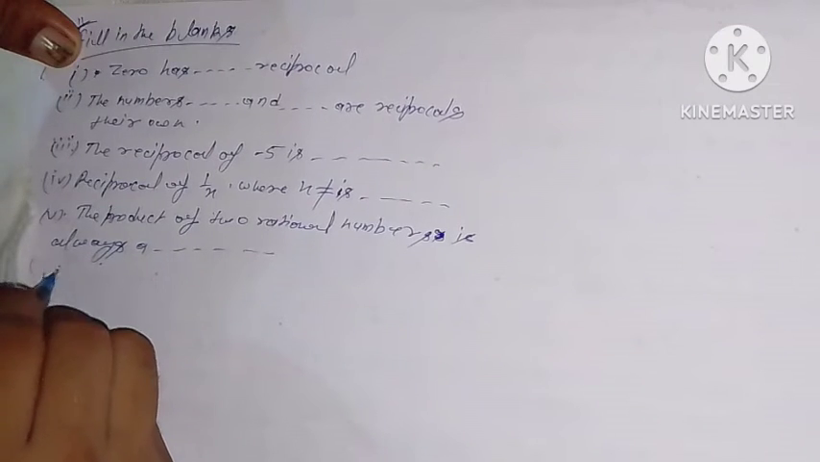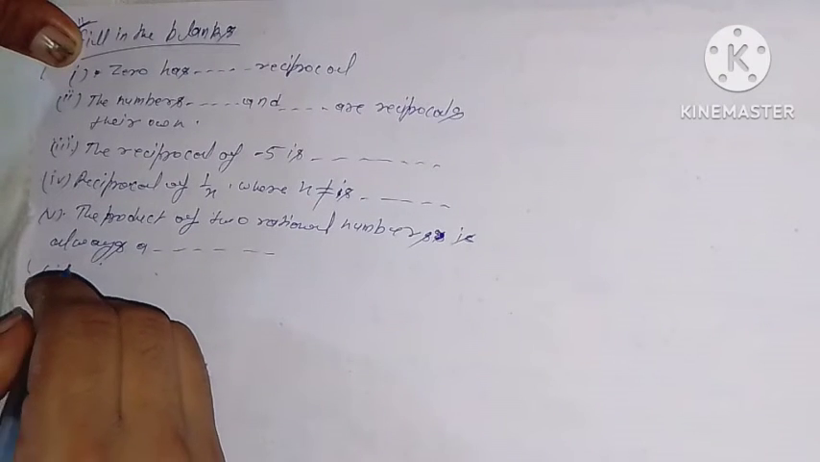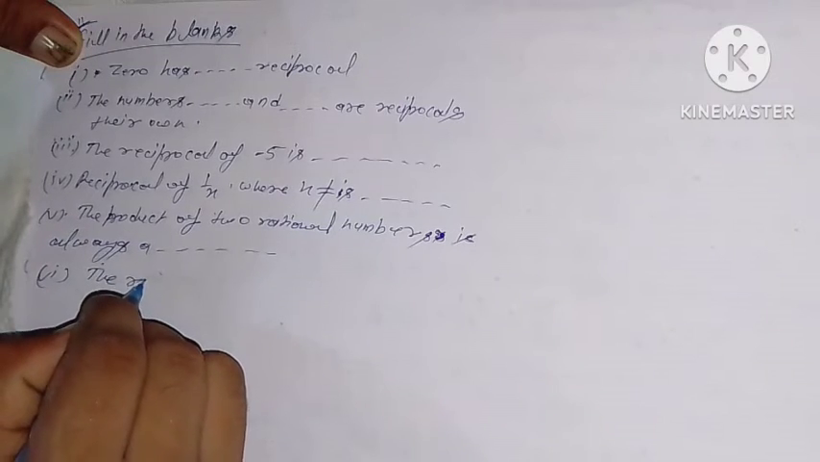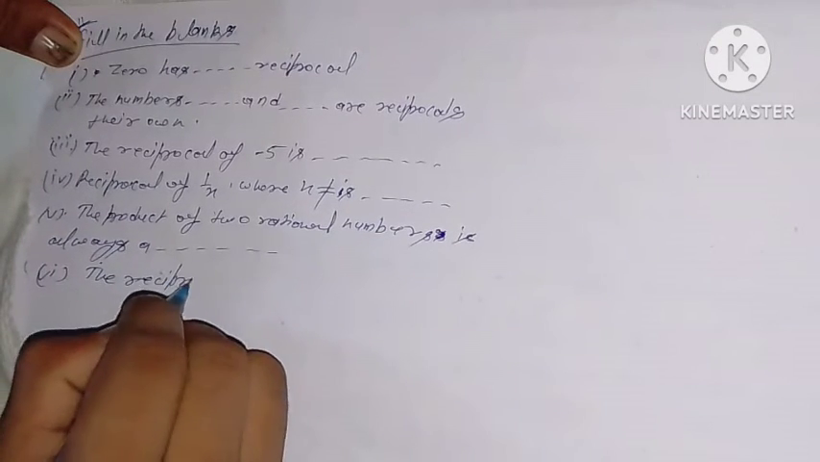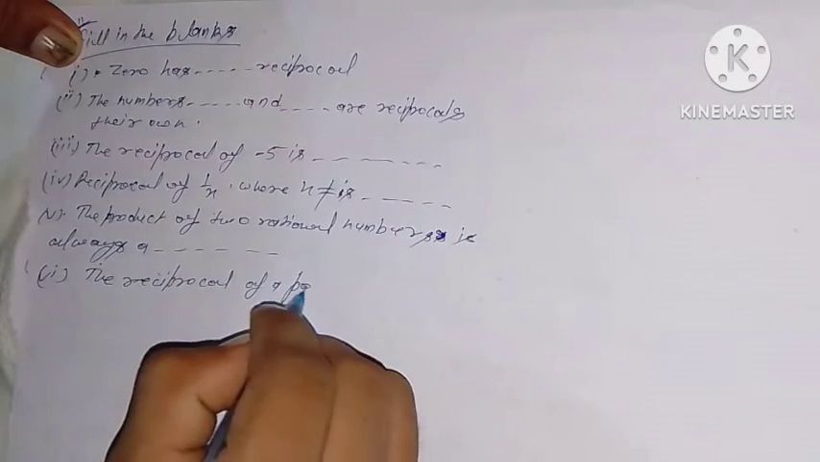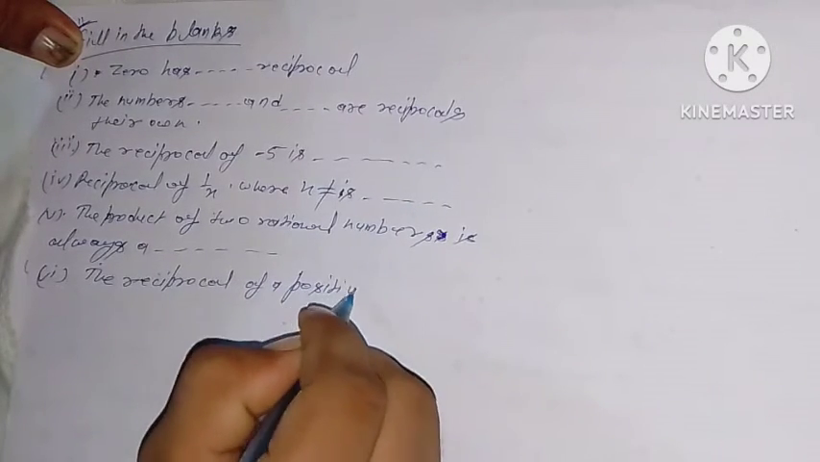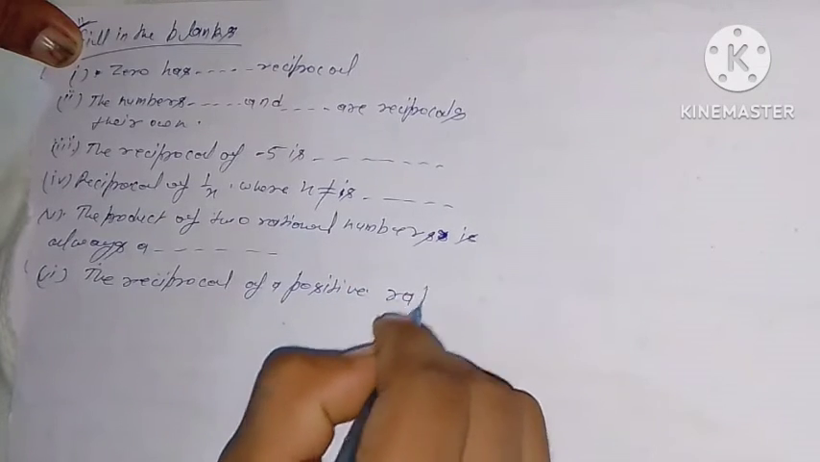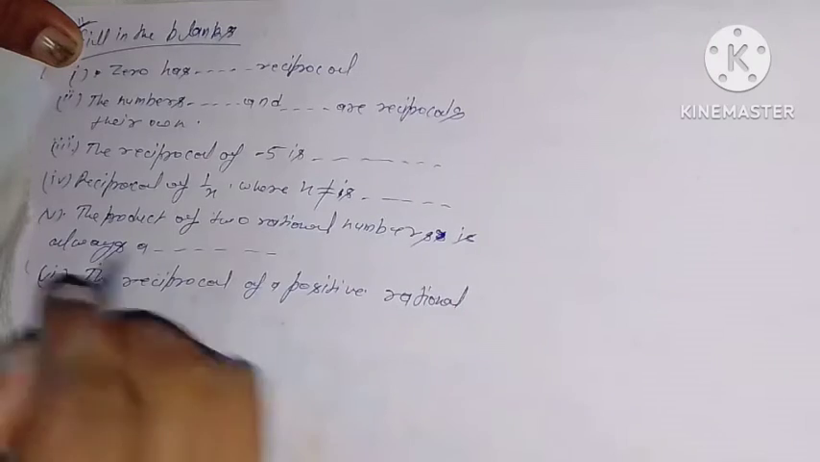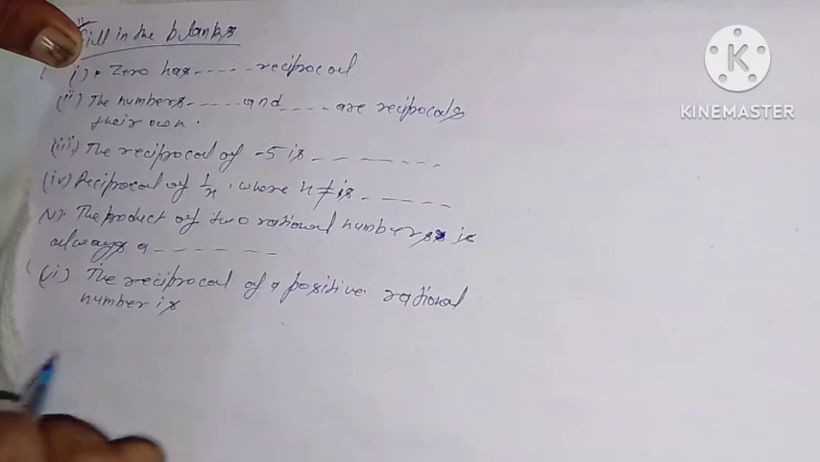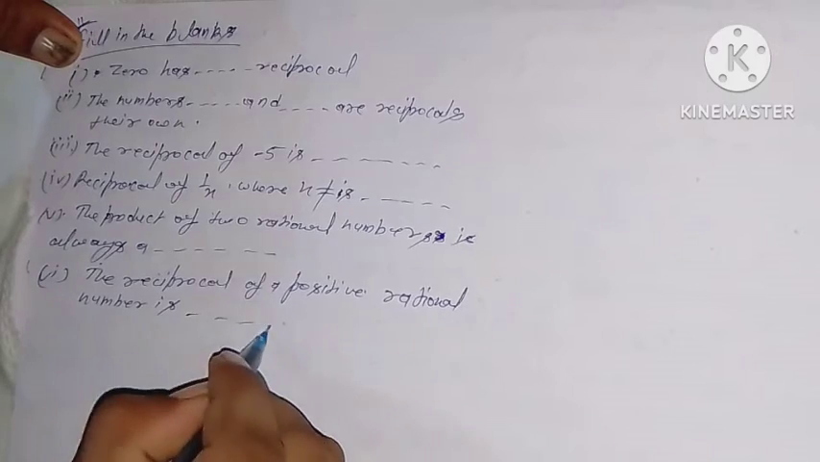Sixth question: the reciprocal of a positive rational number is dot dot. Okay.